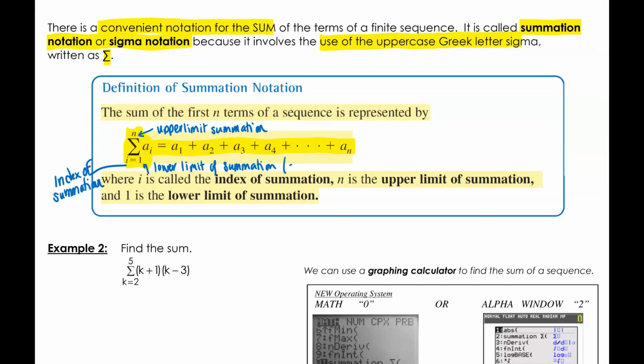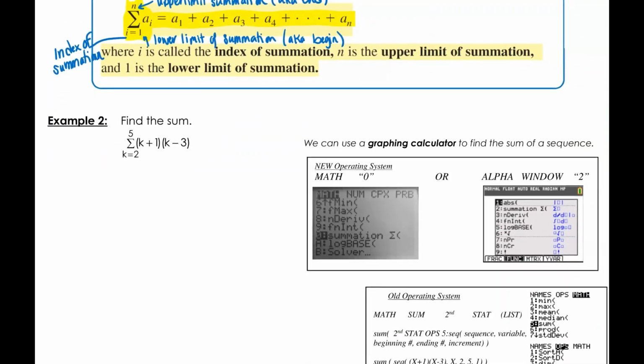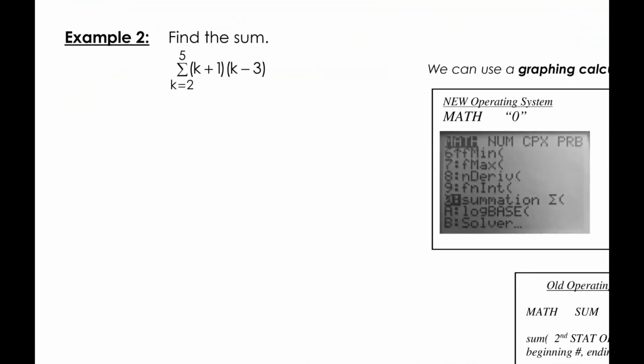Okay, so technically this is where you begin, that term number, and then this is the term number that you end with. Okay, so let's find the sum. So let's take a look at example 2 here. So we're going to find the sum of quantity k plus 1 times k minus 3 over the interval of 2 to 5.